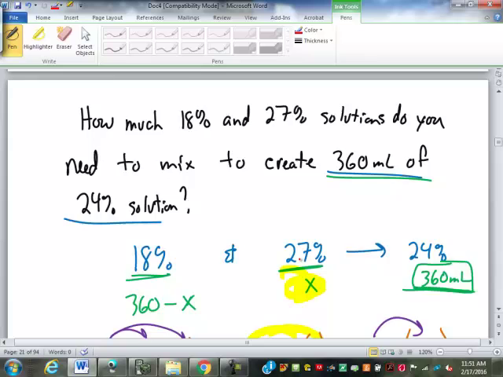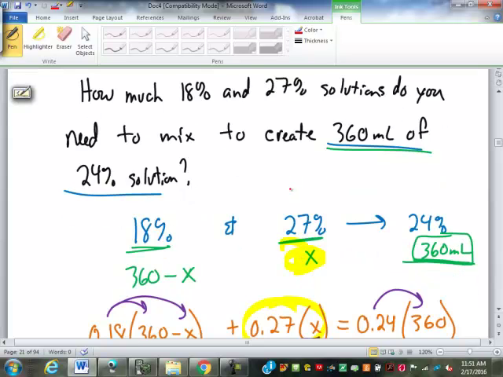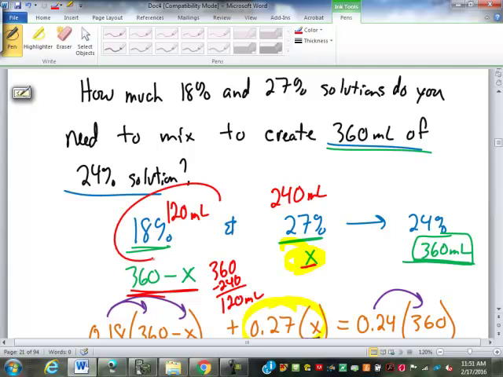So now we're not done. We do have to make sure we go back and answer the question. X represented the amount of the 27% solution. That's going to be 240 milliliters. We also need the amount of the 18% solution, which is 360 minus X. So that'd be 360 minus 240, or 120 milliliters. So in those types of problems, we have to make sure we go back and answer the question.